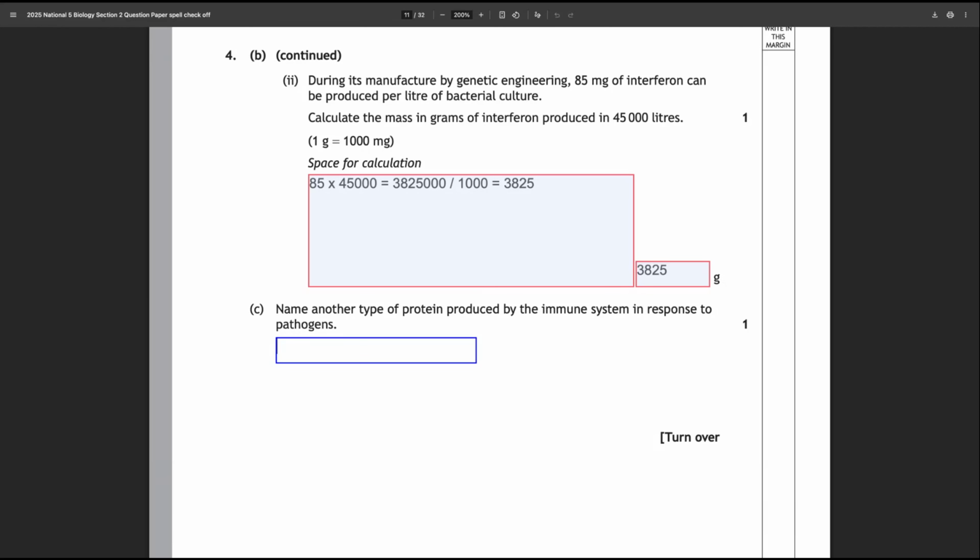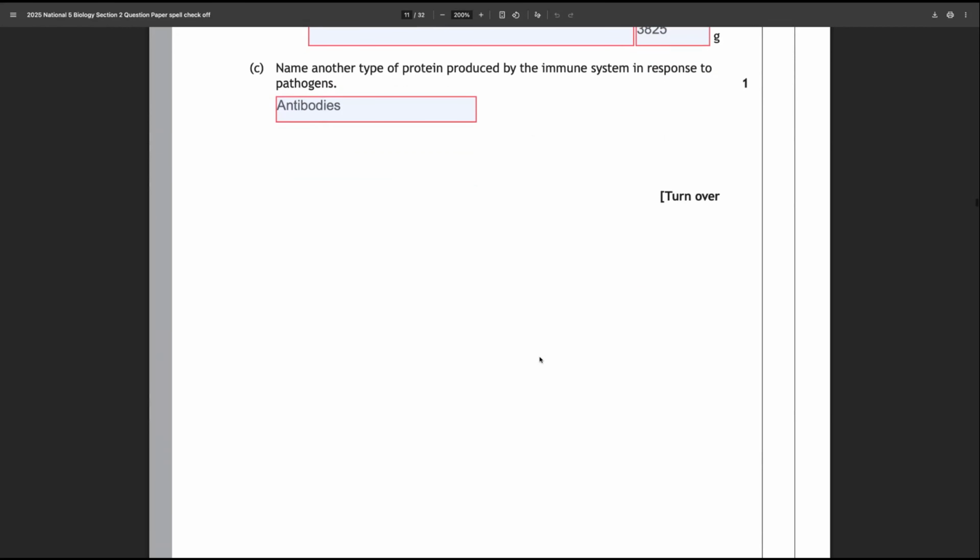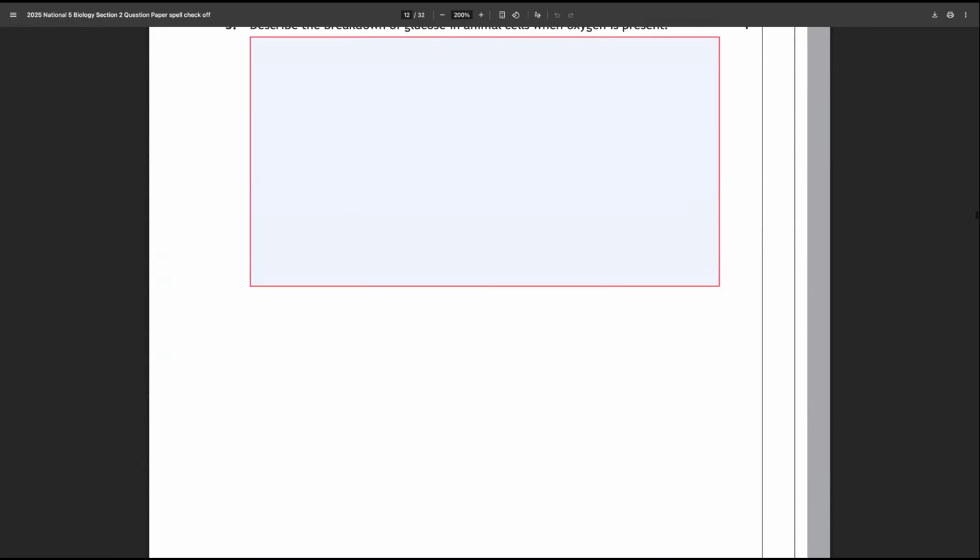Name another type of protein produced by the immune system in response to pathogens. Now, we know that our proteins are SHERA: structural, hormonal, antibody, receptor, and enzymes. The type of proteins produced by the immune system, we should hopefully know from that topic, is the antibodies. Okay, that's again just a bit of knowledge there. And if you don't know your SHERA for your proteins, then learn those as well. Not just what the acronym stands for, but also what the function of each of those proteins is.